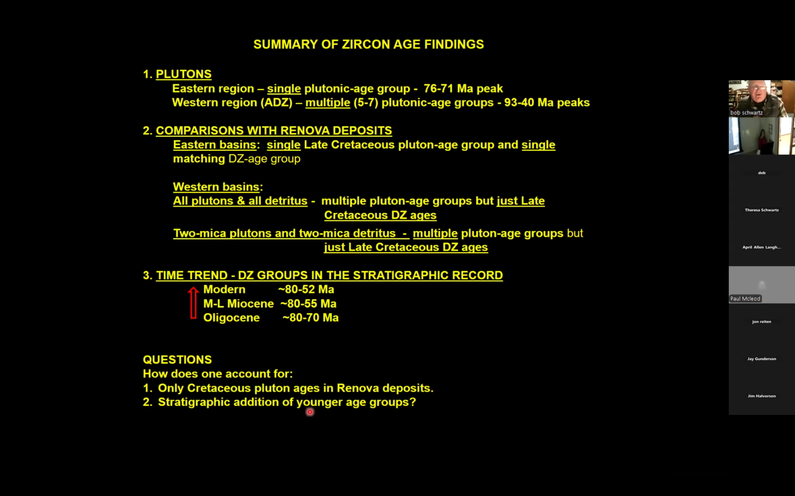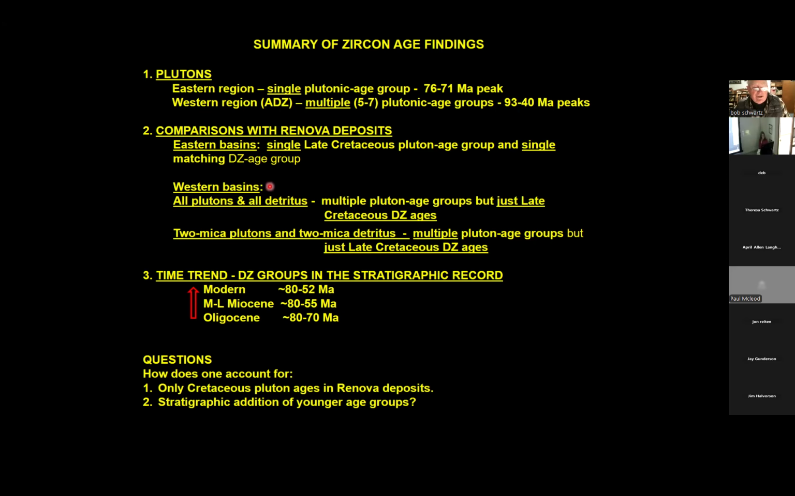Okay, summary, and I'll just zip through this because I don't think we really need it. Summary so far: plutons, eastern region, single plutonic age; western region, multiple ages, five to seven groups. When you compare it with Renova deposits, in the eastern basin, single plutonic age, single detrital zircon age at late Cretaceous, and both match.